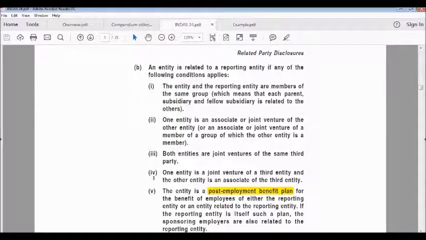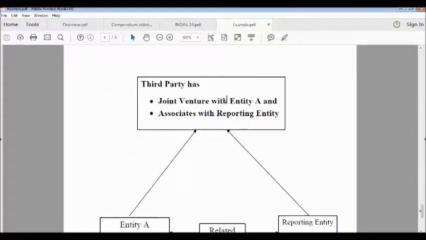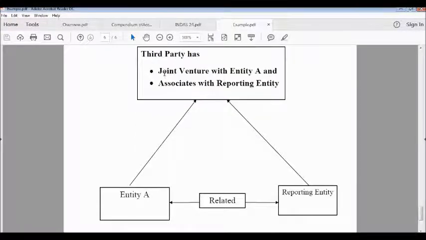And then clause number 4: one entity is a joint venture of a third entity and the other entity is an associate of the third entity. Here's an example: the third party has a joint venture with entity A, and the third party has a connection with the reporting entity as an associate. Then also these two cases will be covered as related parties.